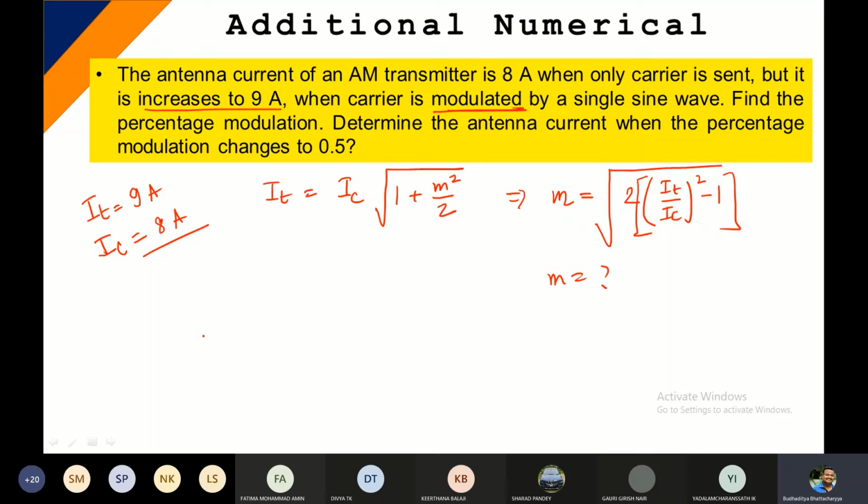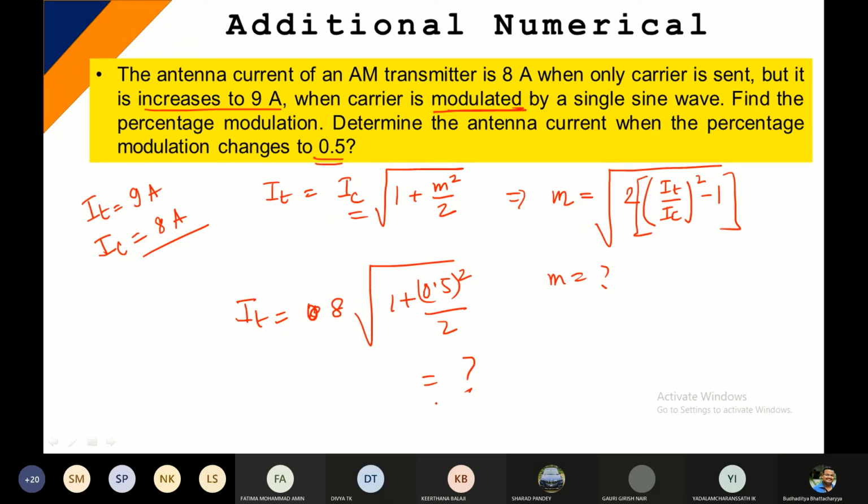I'm not trying to do that, to save time a little bit. So that is the m, and now with that, determine the antenna current when the percentage modulation changes to 0.5. The same way you can find out the antenna current. IT is what we are trying to find now, and IC will be the same, 8 amps, as already given. So square root of 1 plus 0.5 whole square by 2. Whatever you get will be the final answer.